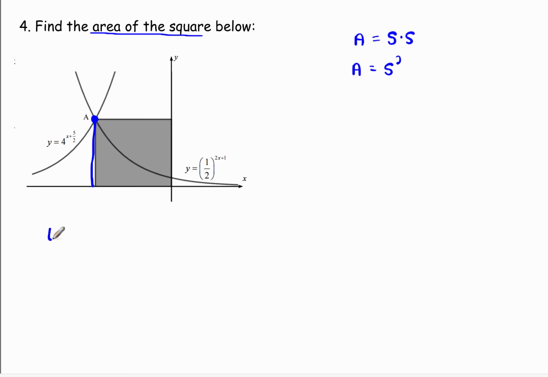Well, the one curve is y equals 4 to the x plus 5 halves, and the other one is y equals 1/2 to the 2x plus 1. And if we remember where they meet is going to be the point. So I'm going to set them equal to each other.